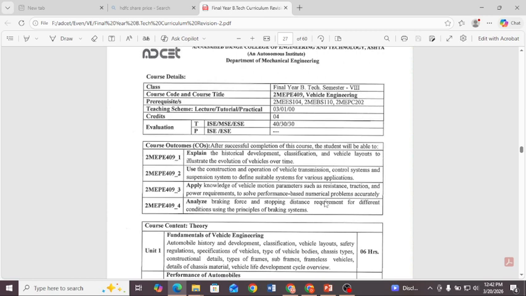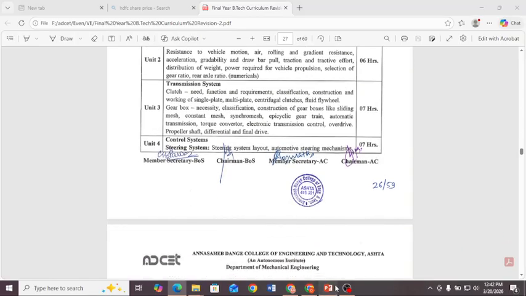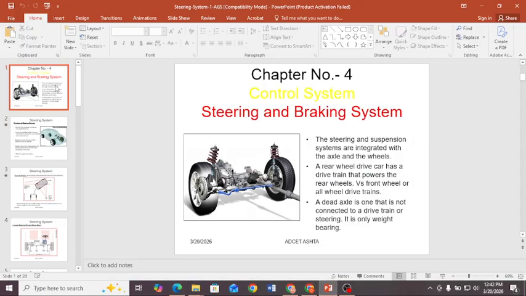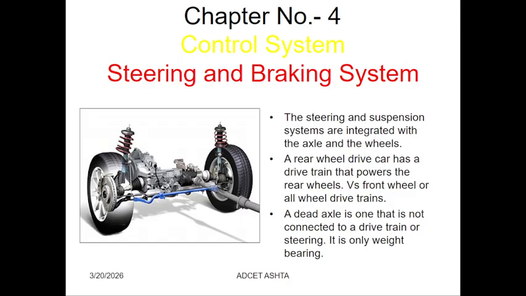For that, we use different conditions for the principle of braking systems. Then we start chapter number 4 as per the given PPTs. Chapter number 4 is the control system, which is the steering and braking system.